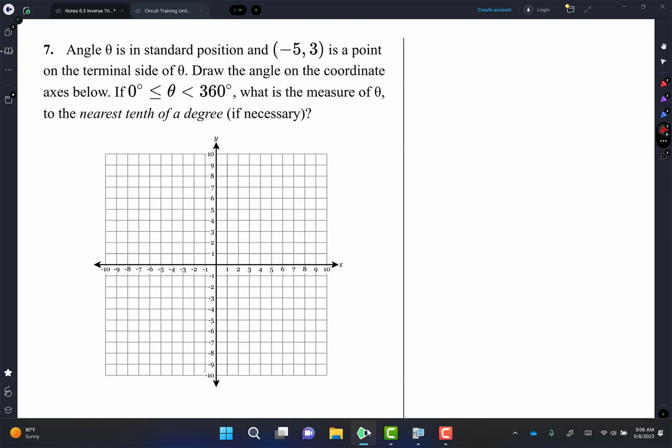Okay, remember that sine, cosine, tangent are just ratios, guys. So here we go. I'm going to go slow. This is kind of similar to what we did 2 days ago with those notes, with the coordinate. So it says angle theta is in standard position, negative 5, 3. So I go to negative 5, 3, and I put a point. Everyone put a point at negative 5, 3. All right, guys, focus. Draw an angle on the coordinate axis below between 0 and 360. What is the measure of theta to the nearest tenth of a degree?